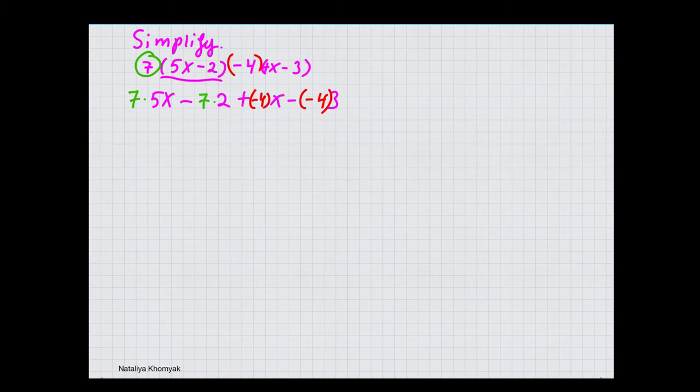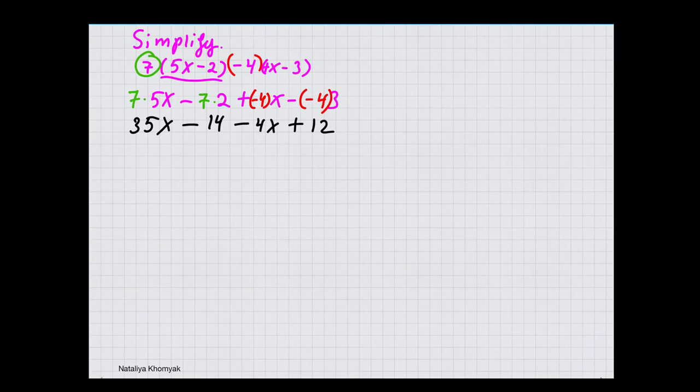Now we simplify each term. 5 times 7, 35x, minus 7 times 2, 14. Positive times negative, we have negative 4x. Negative times negative, plus 4 times 3 is 12.